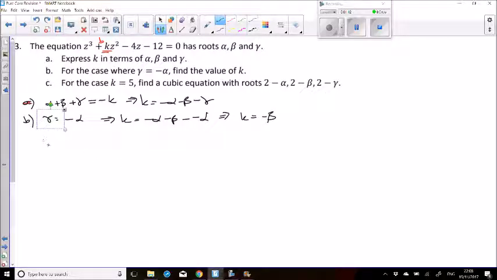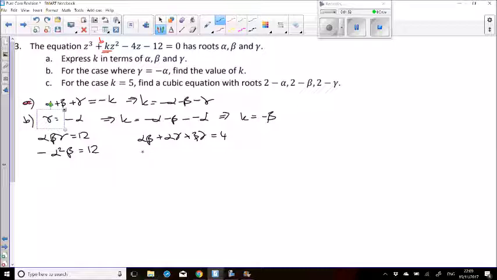Can we also work some other things out? Well, what else do we know? We know that alpha beta gamma must be 12, because that's d over a. And as we know that gamma is negative alpha, that's going to make negative alpha squared beta equal 12. We also know the sum in pairs must be negative 4, because that's the same as c over a. So alpha beta plus alpha gamma plus beta gamma equals negative 4.